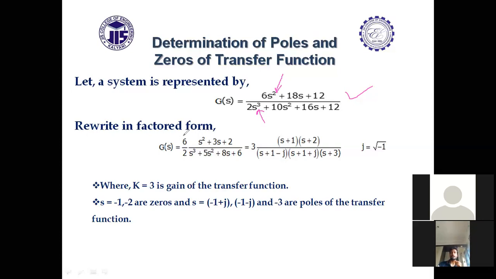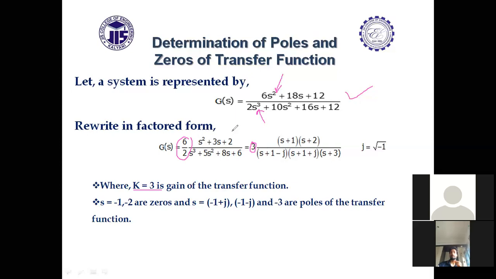So by taking that common, 6 and 2, what will happen? If 6 is taken common, then s squared plus 3s plus 2, as 6 is taken common, 12 will be 2. Similarly, from the denominator 2 is taken common, so s cube plus 5s squared plus 8s plus 6. So 6 by 2 can be written as 3. This is written as 3, which is the gain of the system, b naught by a naught as we discussed.